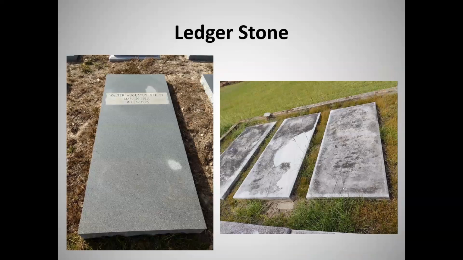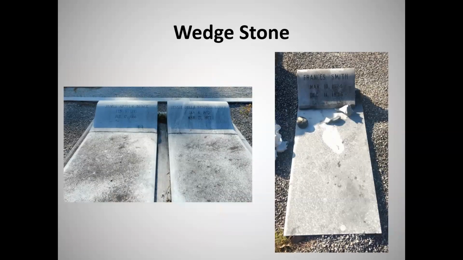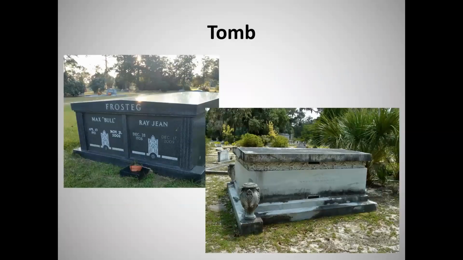This is a ledger stone. These are going to be more common in locations that do not receive snow. Often these types of graves can be made of different types of materials, but it is completely flat on the ground. So in locations up north where it snows, they typically want headstones that are upright so that they can see them all year long. This is a wedge stone. So it is basically a ledger stone, and then at the top of it, it has a slanted stone. Then we have tombs.